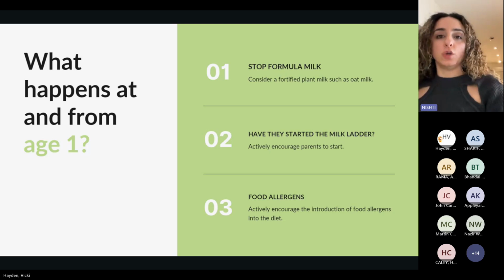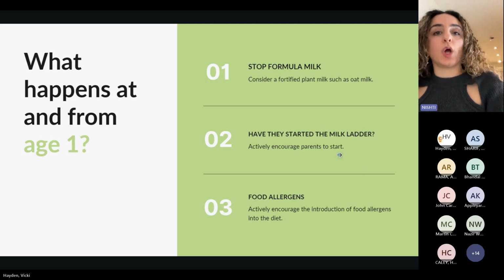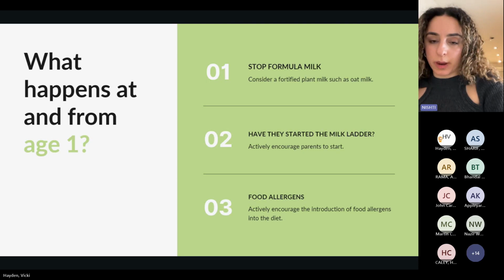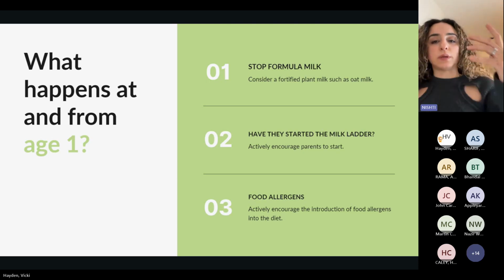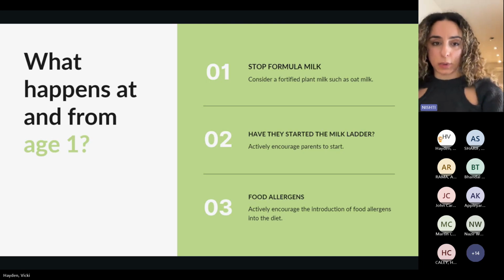And from 1 year, you can start adding a little bit of oat milk in with the formula and slowly wean them off it. They're very reluctant to go off formula. It's often a battle to get them off formula. But no child needs formula past 1 unless there are any nutritional concerns. And then, have they started the milk ladder? If not, then actively encourage parents to start. And then obviously we need to make sure we have introduced the food allergens in the meantime. As per guidelines, actively exposing children to all the food allergens as early as possible.